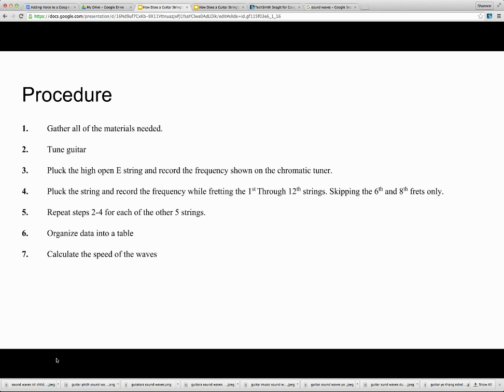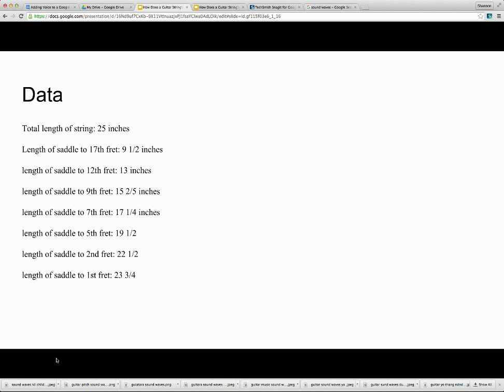So moving on to our data. Much like research, I did lots of data. So that'll be the next few slides. But first, before I conducted the experiment, I measured the lengths to each fret so I could know the length of the guitar string. So I have the lengths right there.